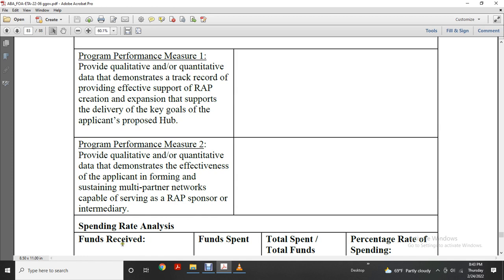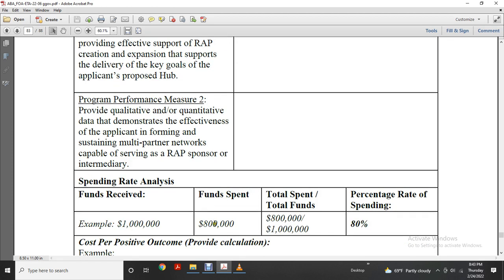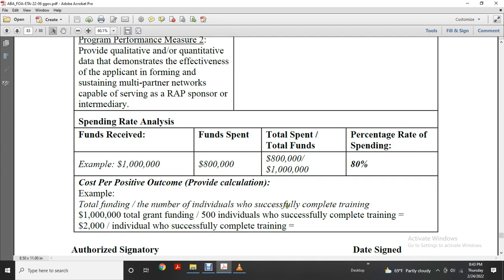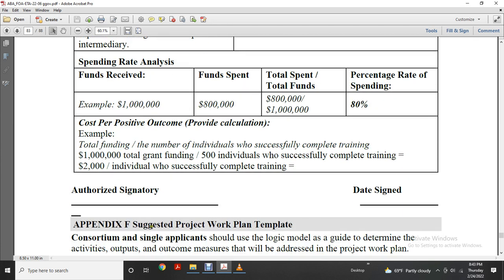Spending rate analysis: funds received, funds spent, total funds spent, percentage rate of spending. Example: $1 million, $800,000 spent, which is 80%. Cost per positive outcome, provide calculation: total funding divided by the number of individuals who successfully complete the training. $1 million total granted funds, 500 individuals successfully complete the training, $2,000 per individual successfully completing the training. Authorized signature, date, and sign. Appendix F, suggested projected work plan template.